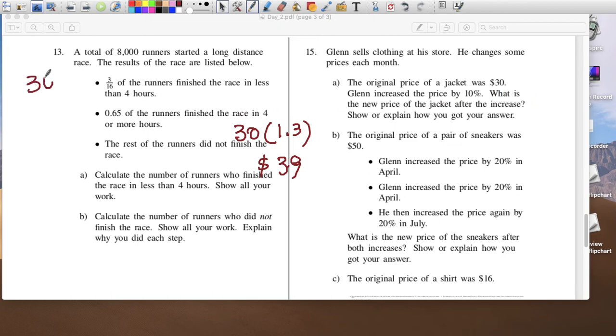$39. Those of you who actually want to do this, 30, what do you call? No, 10. Sorry, I increased it. I multiplied by 10%, so it should have been $30 times 1.10, which gives us 33.